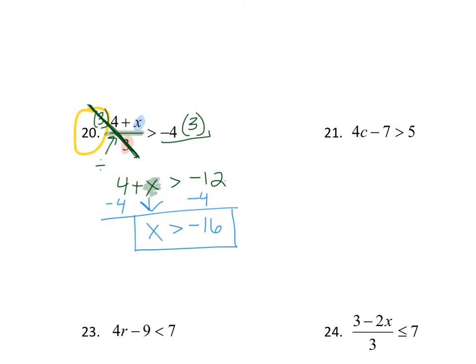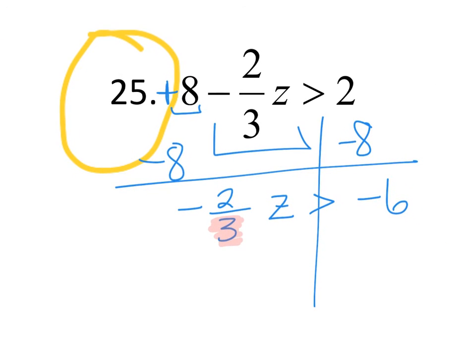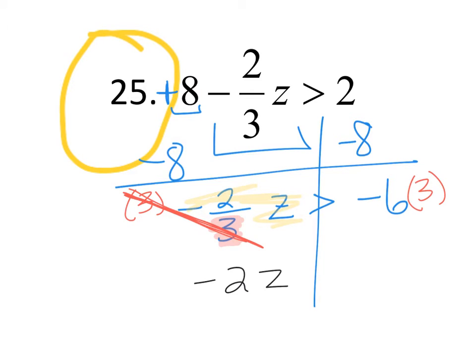So to undo the 3 here in the denominator for number 20, we multiplied both sides by 3. We're going to do the exact same thing here. So I'm going to multiply both sides by 3. So that eliminates the 3 in the denominator, because 3 divided by 3 is 1. Now I have left on this side negative 2z. So I'm just going to bring down negative 2z is greater than, and then negative 6 times 3 is negative 18.